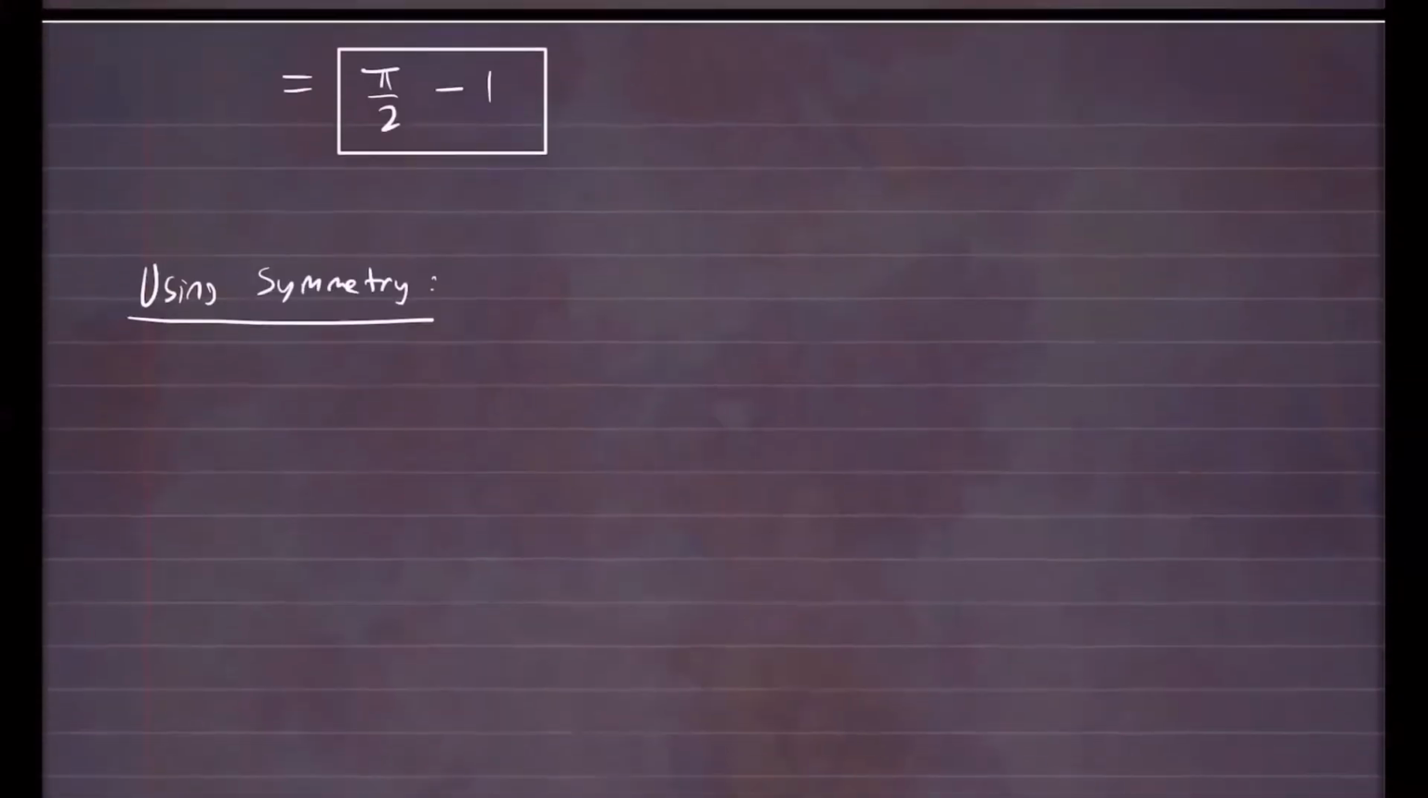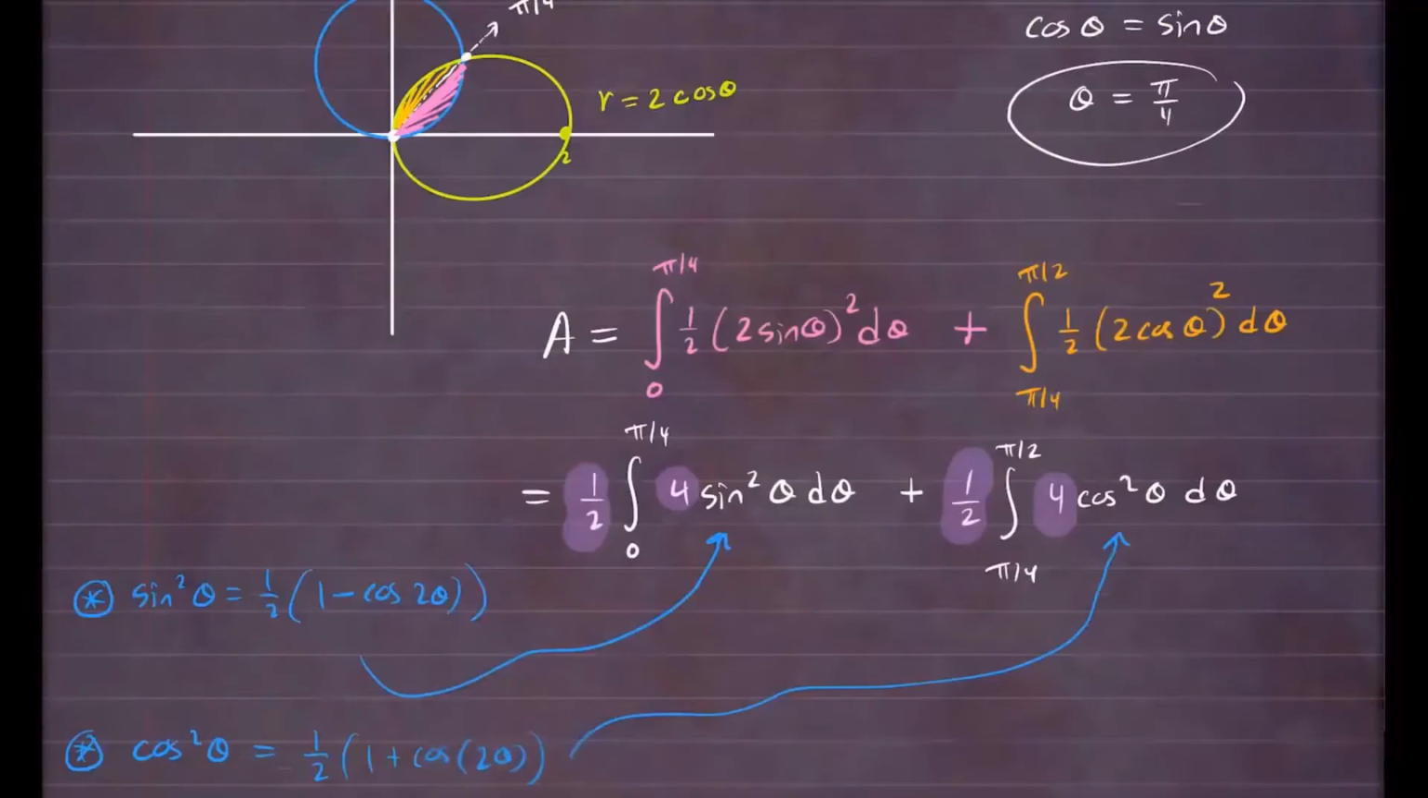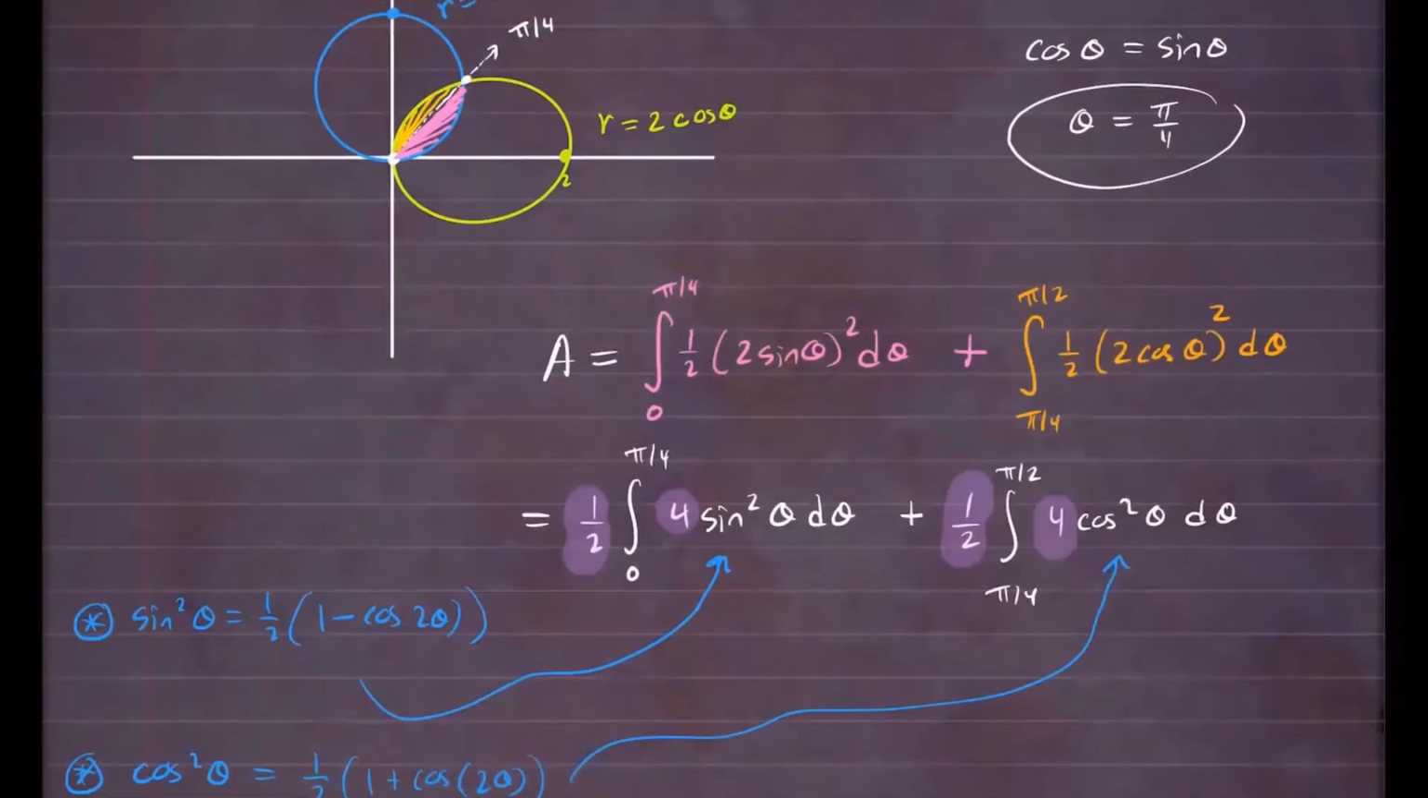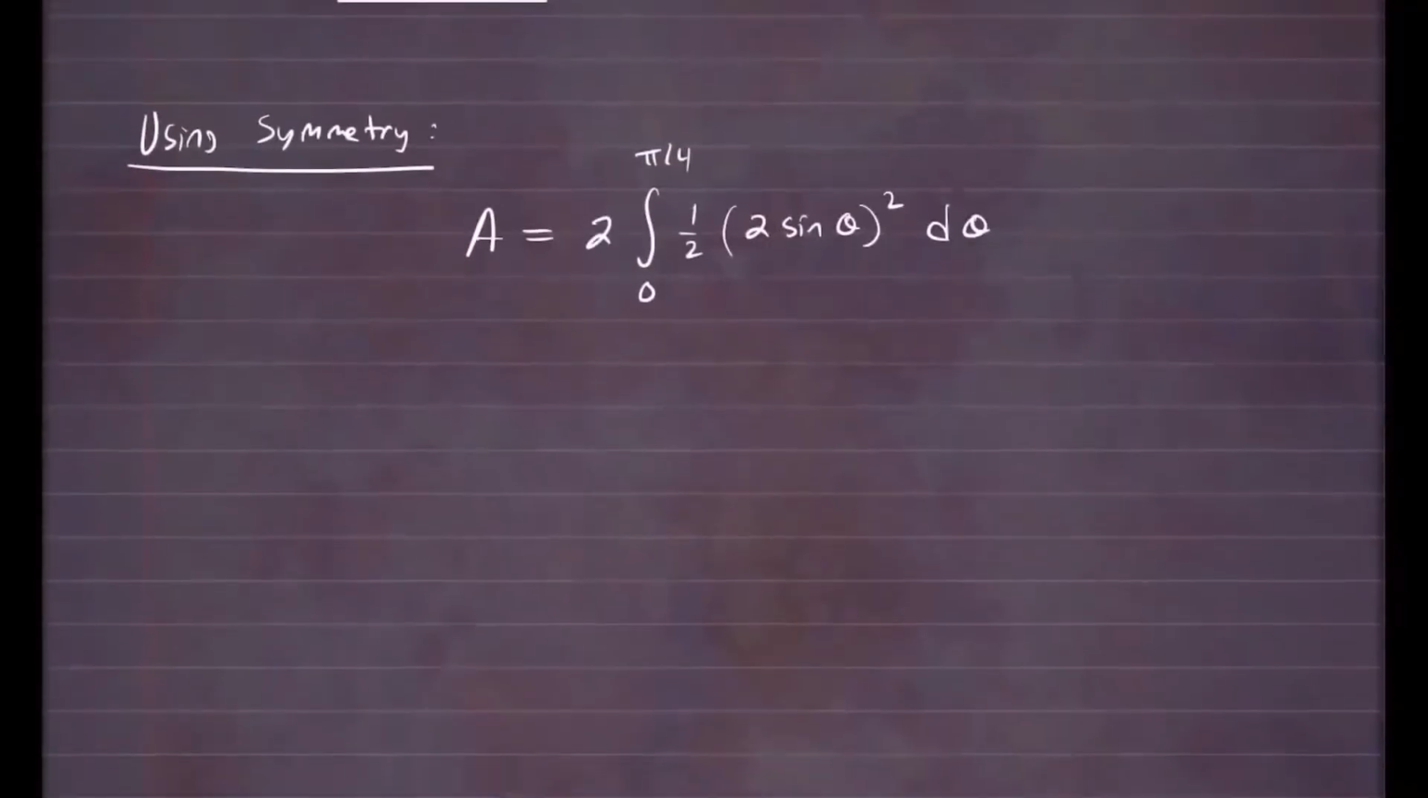So using symmetry, the area is going to be 2 times the integral from 0 to pi over 4 of 1/2 of (2 sine theta) squared d theta. So that's the pink integral right here, this one. I'm just doubling that. So if I double that, this is what I get. So this is equal to, again, replacing with the identity, the 2 cancels out. So you'll have just the integral from 0 to pi over 4 of 4 sine squared theta d theta.